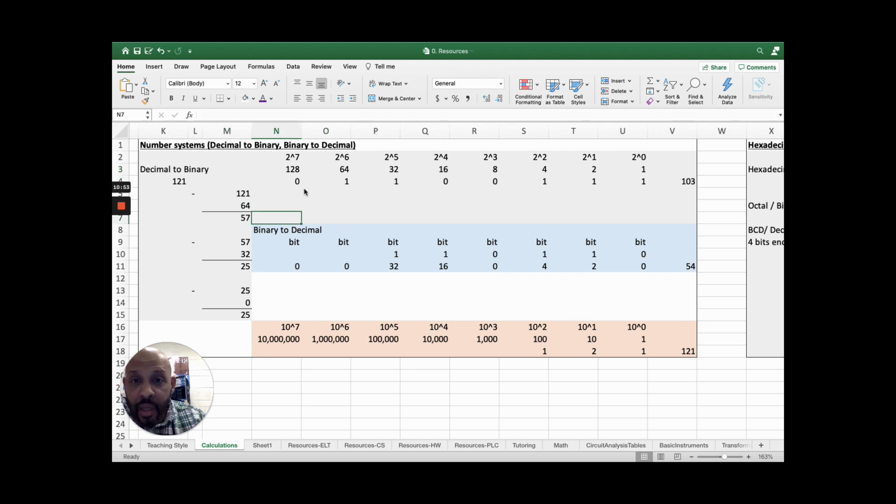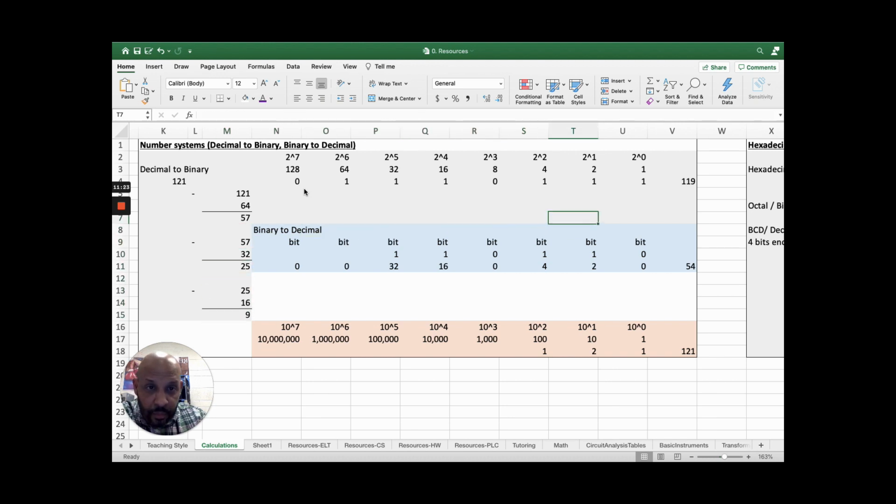57 is more than 32. So I'm going to get also a 1 right here, and I'm going to do here 57 minus 32. Now I have 25. Let me keep going here. So 25, I have a 16 here, so I can get a 1 right here. So now I have left over 25 minus 16, and now I have 9 marbles that are left.